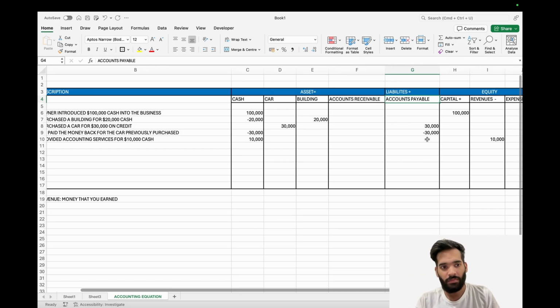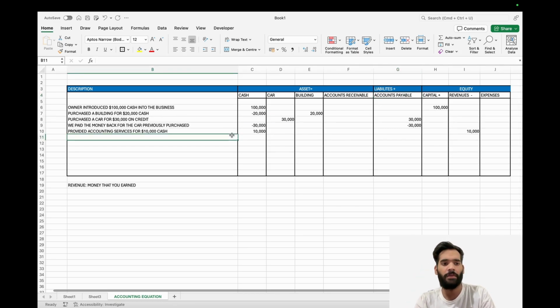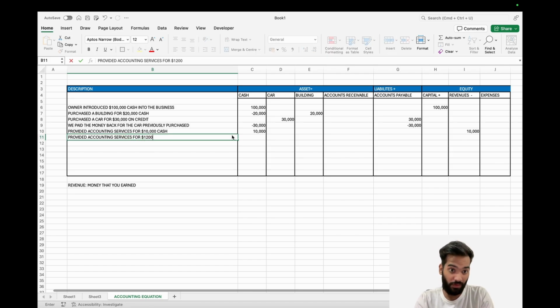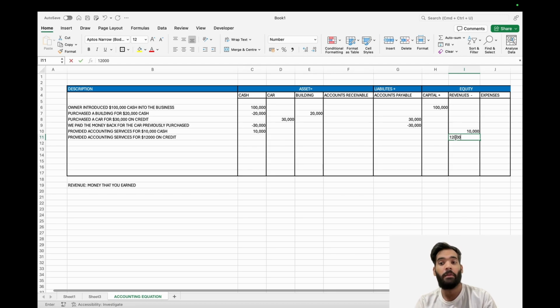So in this case, let's take the same transaction but change a little bit of detail. Let's say we provided accounting services again to someone, let's say for $12,000 worth of money, but on credit, meaning we did the work and the customer promised to pay later. So in this case, of course, we know the rule. The moment I've done the work, I should record revenue. So my revenue will go up by 12,000.